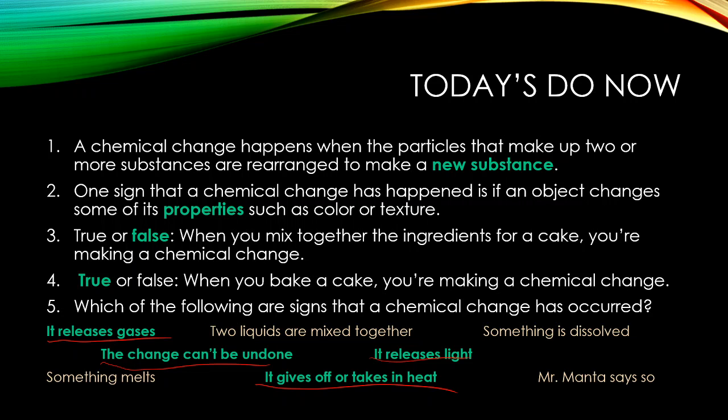Those aren't all of the signs of a chemical change. We talked about 6 of them yesterday, but those are 4 of them that are going to be pretty common. All these other things are not indications that a chemical change has happened. Just because 2 liquids are mixed together doesn't mean you have a chemical change. Just because something is dissolved does not mean you have a chemical change. Melting is also not an example of a chemical change. And I would certainly hope that you don't go forward in life trying to identify chemical changes just on the basis of, well, Mr. Manta says this is a chemical change, and that's how I know. Unfortunately, I'm not always going to be there to tell you guys whether something was a chemical change or not. And so you have to know all the different signs yourself so you can identify them.